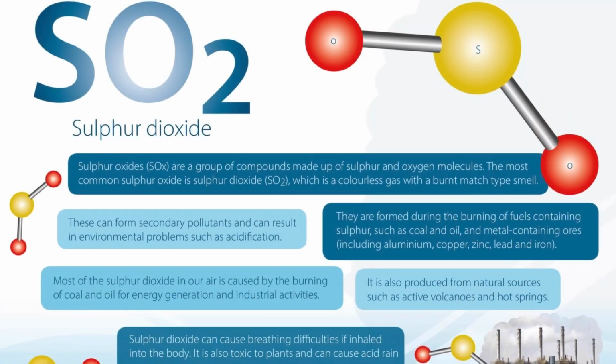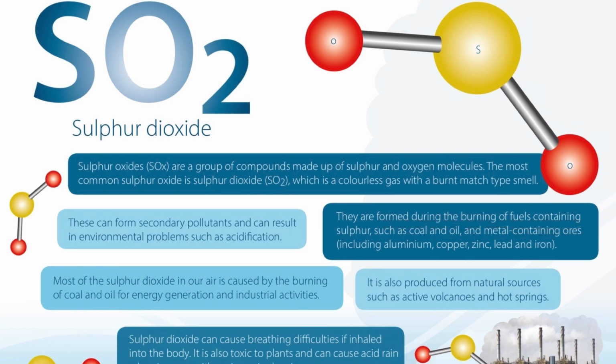Actually, there are various types of oxides of sulfur. The most common among SOx is sulfur dioxide. It is a colorless gas and it has a burning match type of smell. Sulfur dioxide is an important pollutant as it is also the source of secondary pollutants, and it also causes acidification. One of the secondary pollutants it produces is H2SO4 or sulfuric acid, which is a very strong acid, and it causes acid rain.